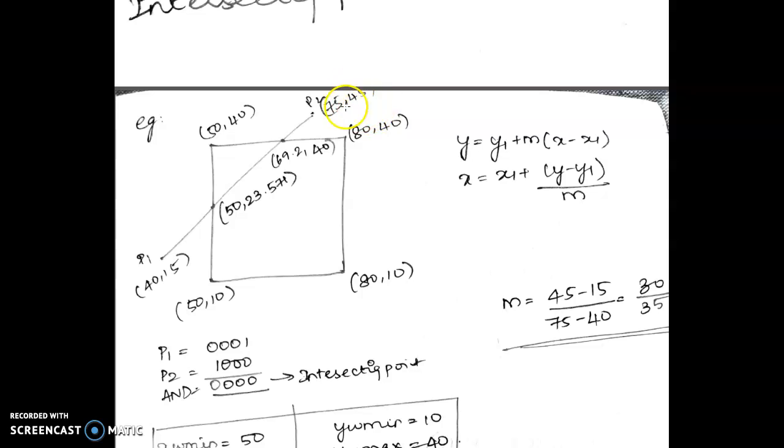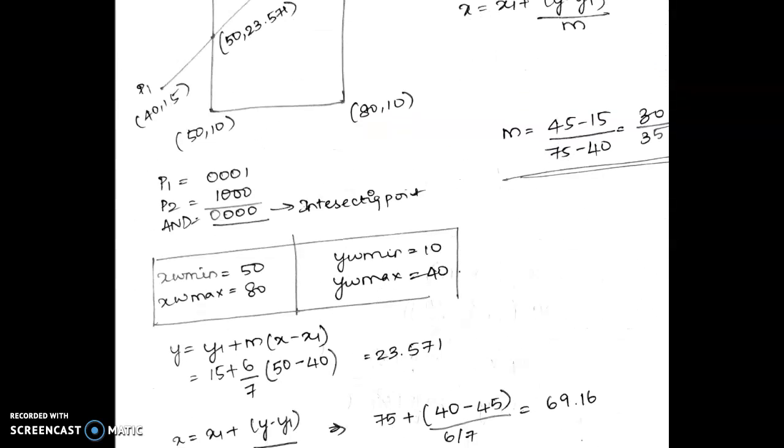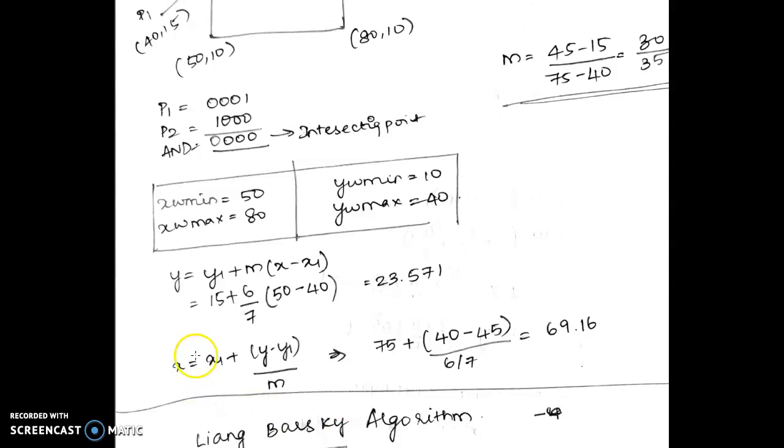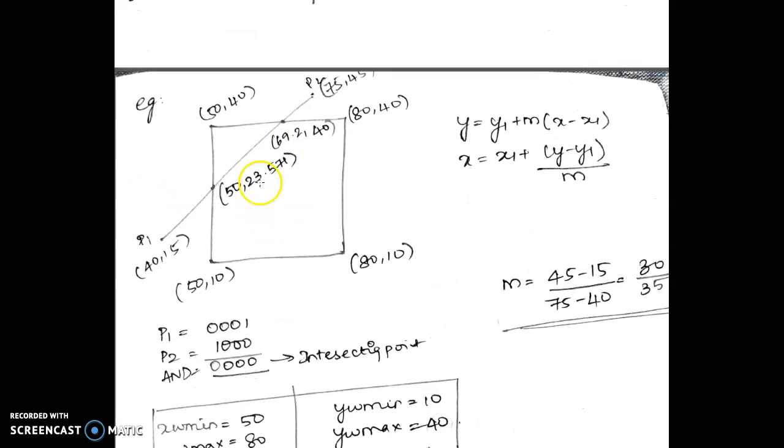And y1 will be 45. Okay, so x1 will be 75, or sorry, it's this one. So x1 will be 75 and y1 will be 45, and the intersection point y is 40 because yw max is 40. So m is as usual 6 by 7. If you substitute this, you will get the intersection point. So the computer can understand that this point will be 50, 23.571, and this one will be 69.2, 40. So this is the Cohen-Sutherland algorithm.